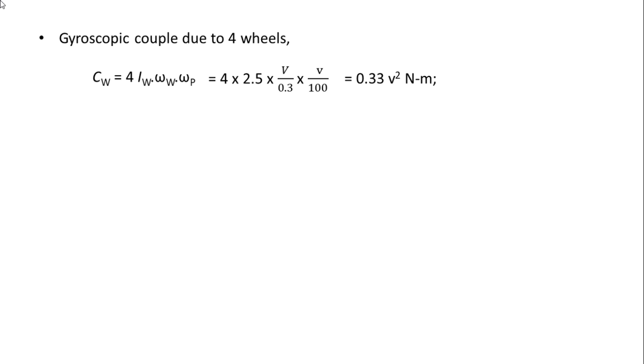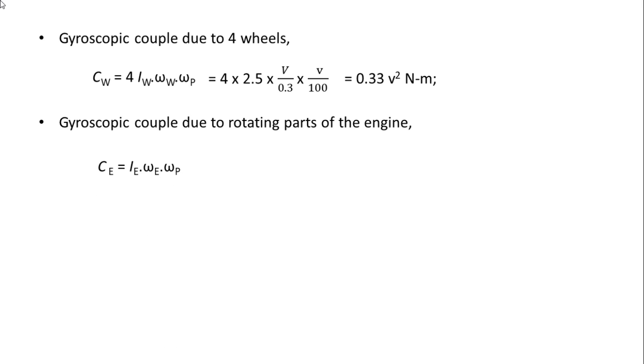Right? Now you will go to calculate the centrifugal couple. Engine gyroscopic effect. Gyroscopic couple due to the rotating parts of the engine. Here the engine is going around in the same direction as the wheel. So I omega omega p. The speed is unknown to me. Engine speed is not given, but I know the gear ratio is 3 times. The engine is running at 3 times higher speed than the wheel speed. So 3 into wheel speed.